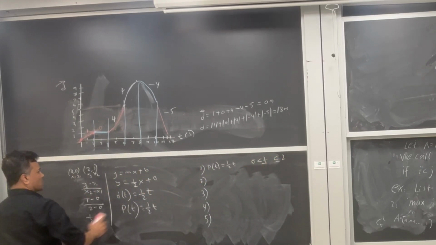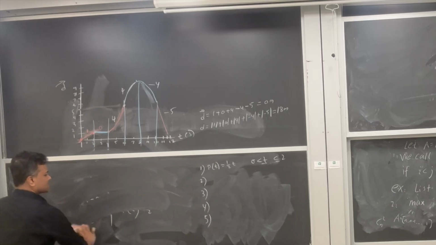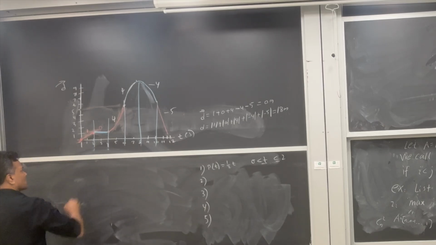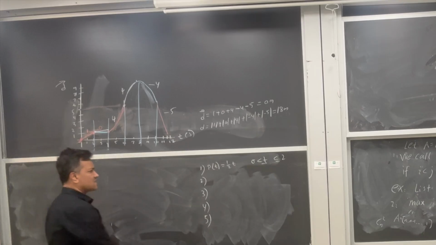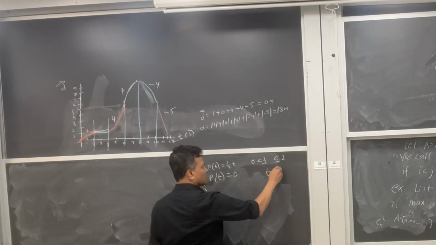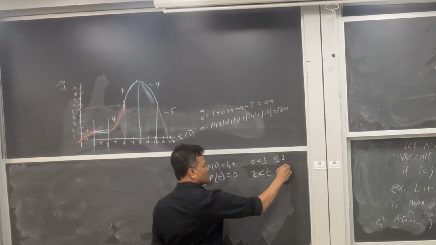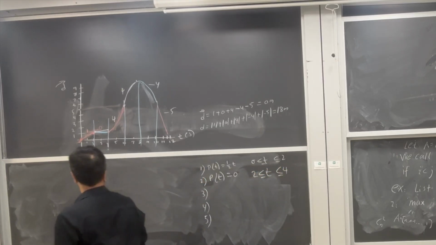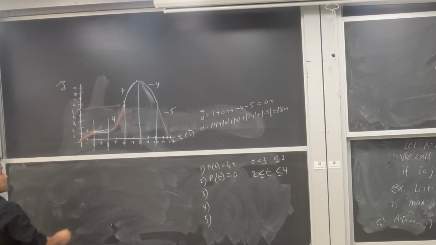Now we're going to do the second one. The second one is actually easy. Why is the second one easy? Because p of t is 0. P of t is equal to 0 between 2 and 4 seconds. Okay, great. Now the third one is a little tricky, but we can do it.